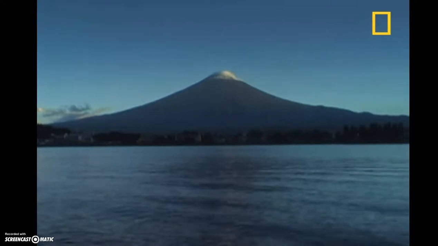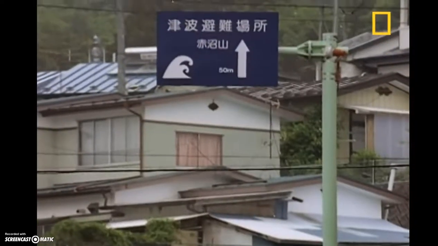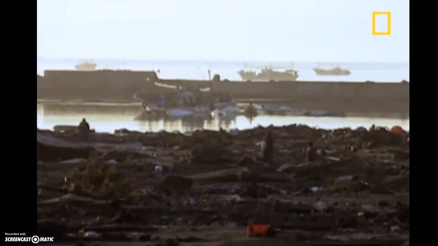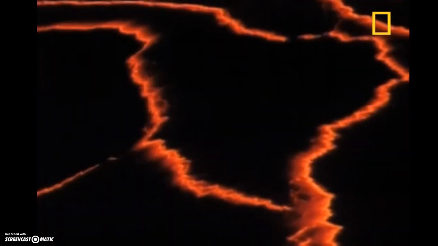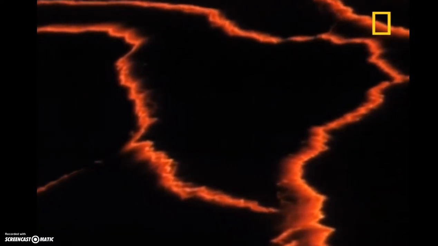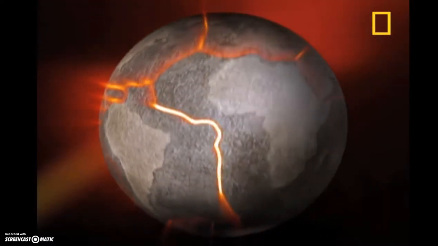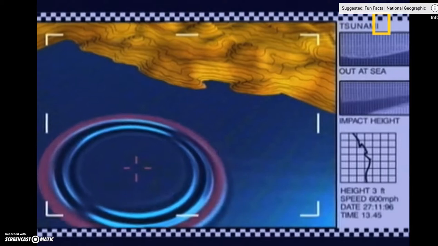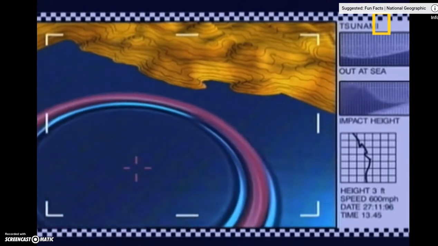The word in Japanese means harbor wave. Japan has been hit by many tsunamis in its history as a result of its location. It lies across the edges of 4 tectonic plates, where most earthquakes, the principal cause of tsunamis, are born. When 2 tectonic plates push together, the resulting earthquake sends an enormous burst of energy up through the ocean, displacing enormous quantities of water. A series of waves expands in all directions.